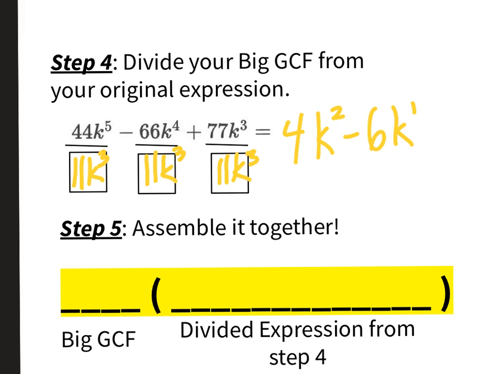Next term, positive 77 k to the 3rd power divided by 11 k to the 3rd power. First, divide out your coefficients. So 77 divided by 11, that gives me 7, right? 3 k's, take away 3 k's, you're left with 0 k's, right? So I'm not going to write any k's next to my 7 over there, right?